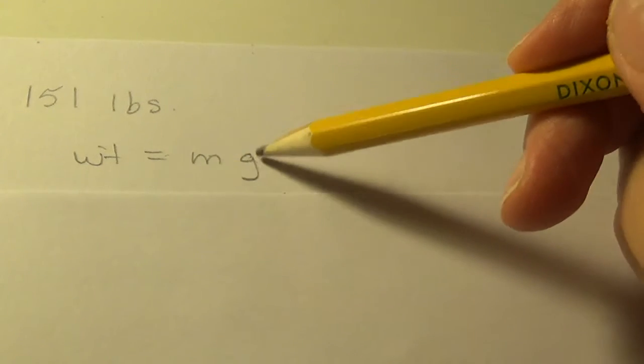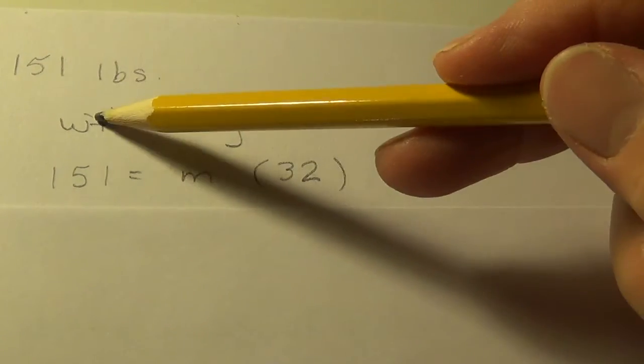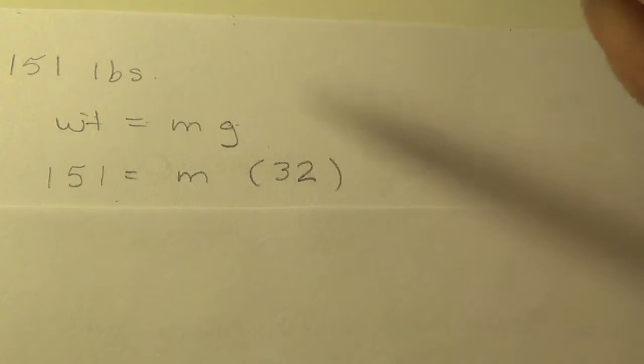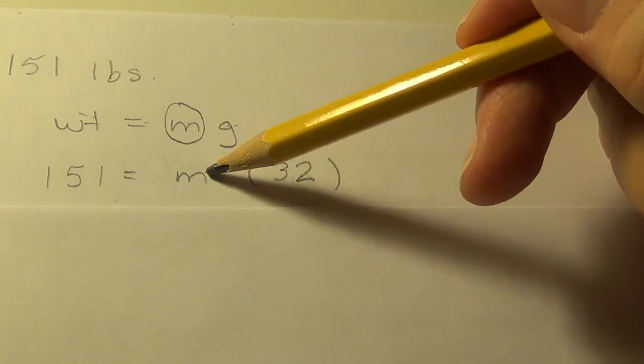Alright, so we have the man weighing 151 pounds. And I'm grabbing the weight formula, weight equals mg, which came from F equals ma. It's just a specific case of that. And I'm putting in 151, because that is the weight. I'm asked to find the mass, so m is what I'm looking for.